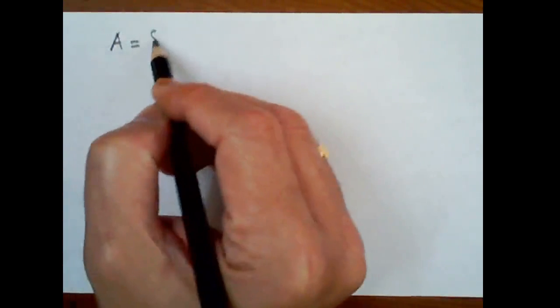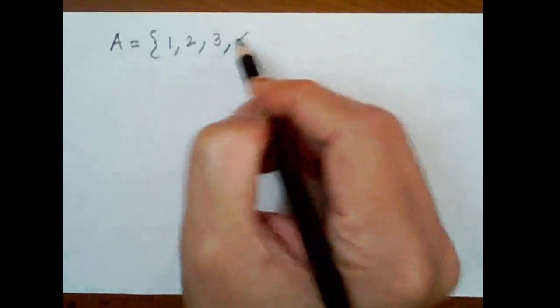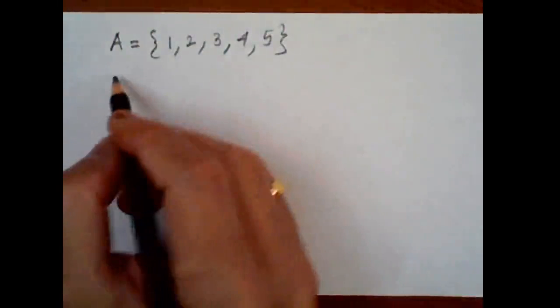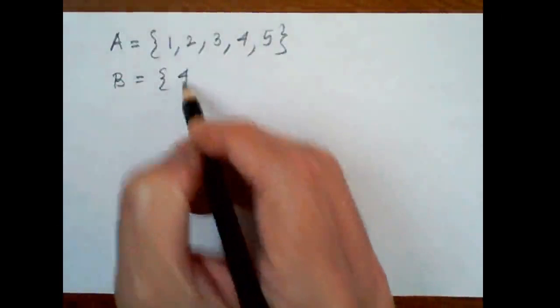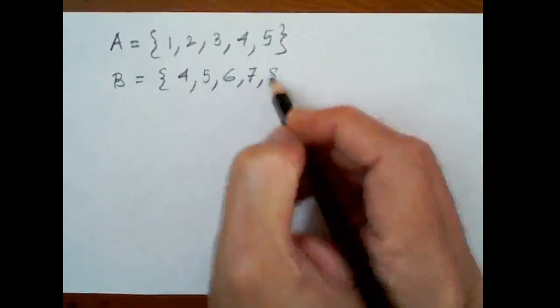Before we start solving some basic problems, let us first look at a couple of important ideas in set theory. Let's say you have a set A which contains elements 1, 2, 3, 4 and 5, and consider that you have another set B which contains the elements 4, 5, 6, 7 and 8.